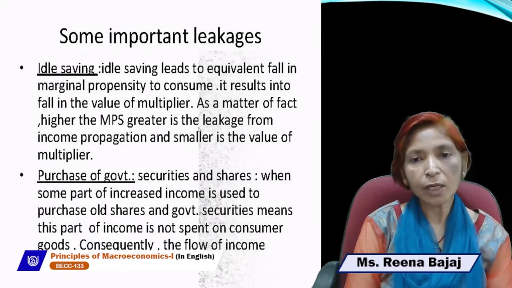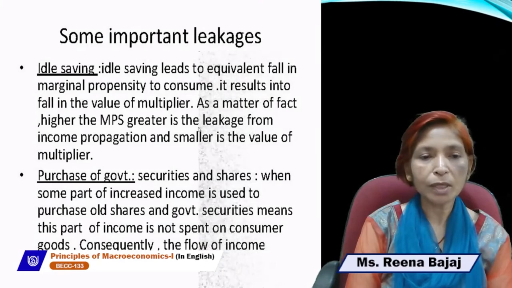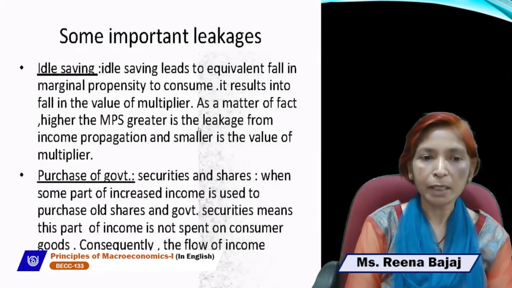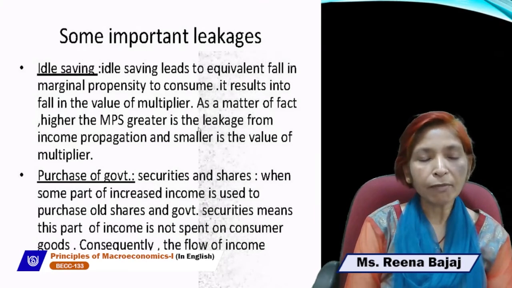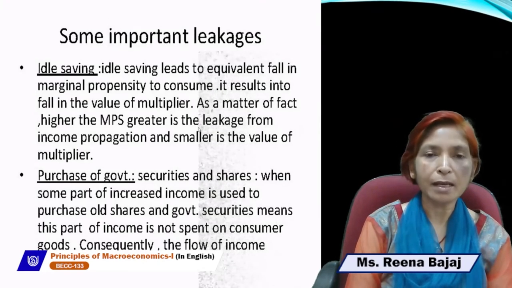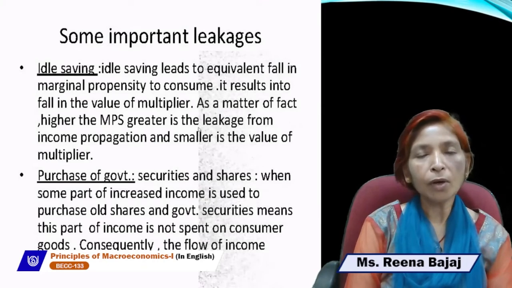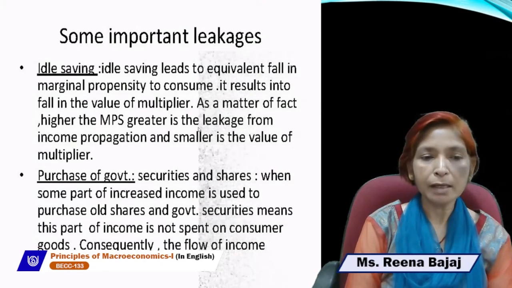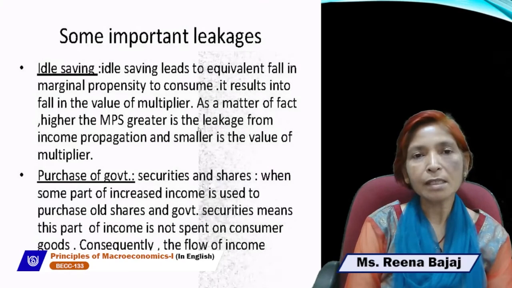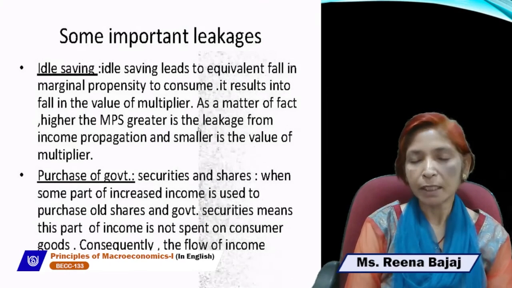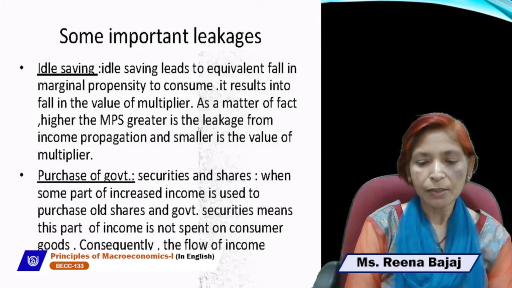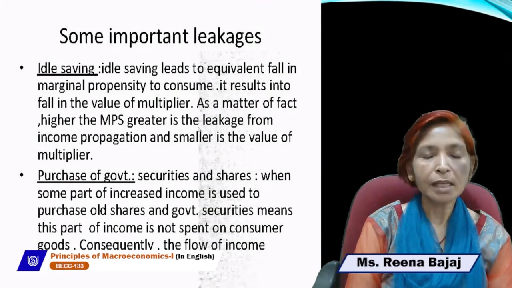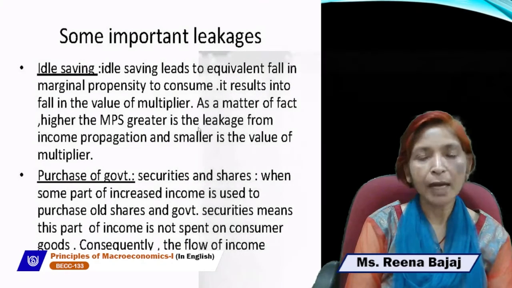Idle saving leads to equivalent fall in marginal propensity to consume. It results in fall in the value of multiplier. As a matter of fact, higher the MPS, lower will be the multiplier. And lower the MPS will increase the investment multiplier. So there is a negative relationship between saving or MPS and multiplier.